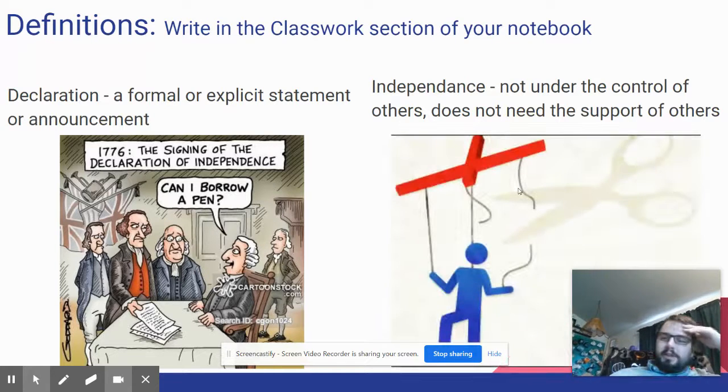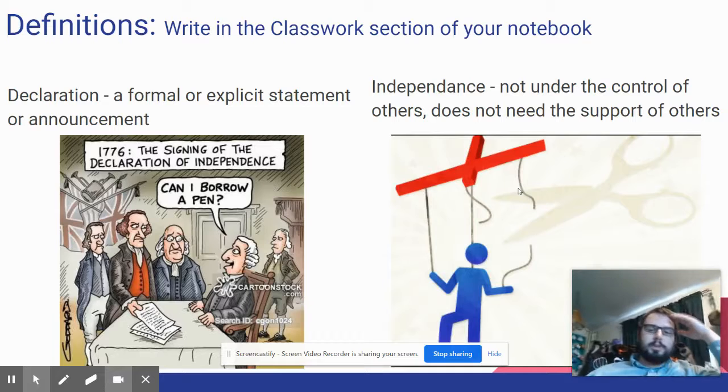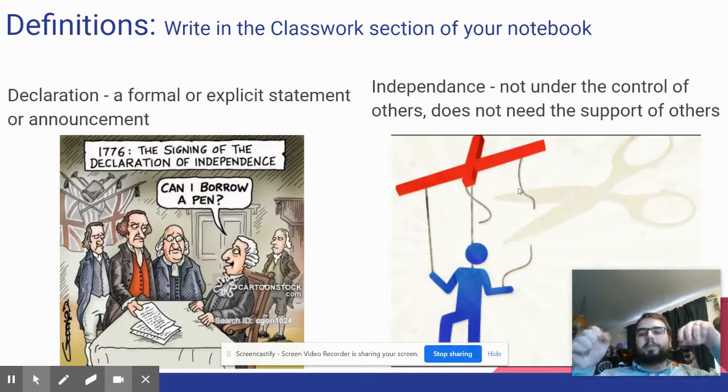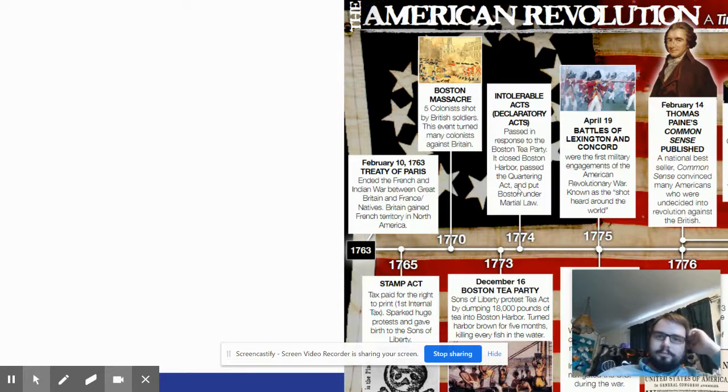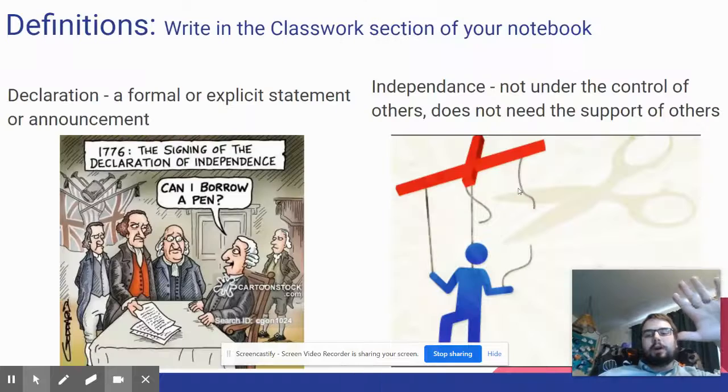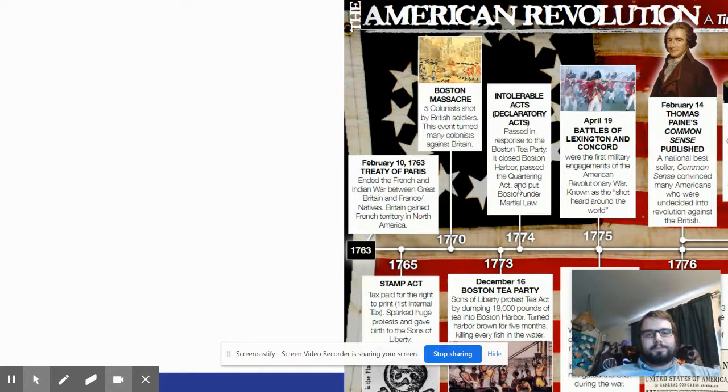All right, I think this is an excellent depiction of this. This picture shows a puppet being cut away from the strings of someone moving it. Okay. All right, our timeline analysis. By the way, pause. Okay, write these definitions down. After you've finished writing them down, you can go ahead and resume the video.